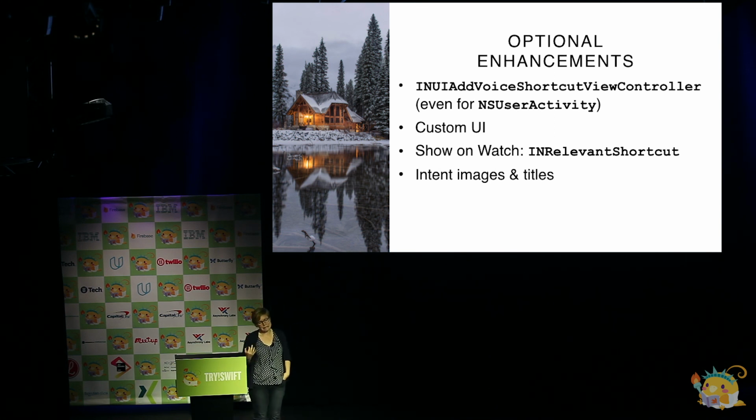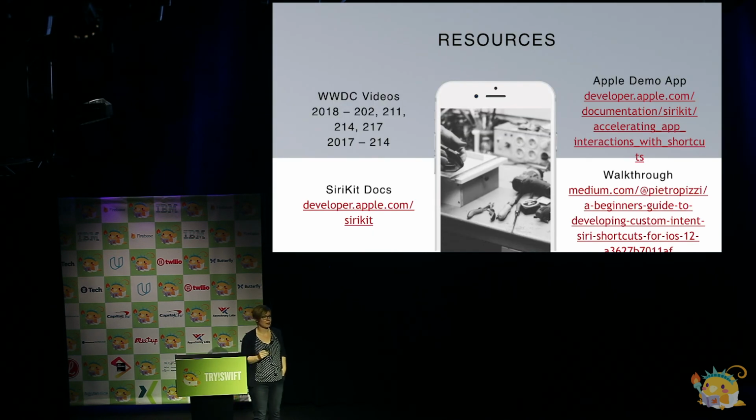So those are the optional but highly recommended things to do if you're going down the path of adding shortcuts to your app. So that was an awful lot in about 20 minutes of what Apple actually put together in about 4 videos that are almost an hour long each. So if you're digging back in the WWDC videos, 202 is kind of general introduction stuff. 211 to 214 are the real meat and potatoes of the details. 217 is the watch stuff.